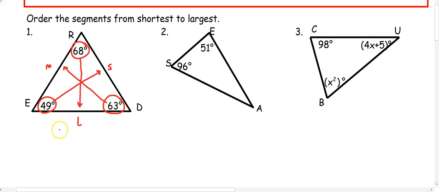So when I name sides, remember we're naming segments. So our shortest side is RD, and then RE, and then DE. It's okay if you switch the order of each segment letter.